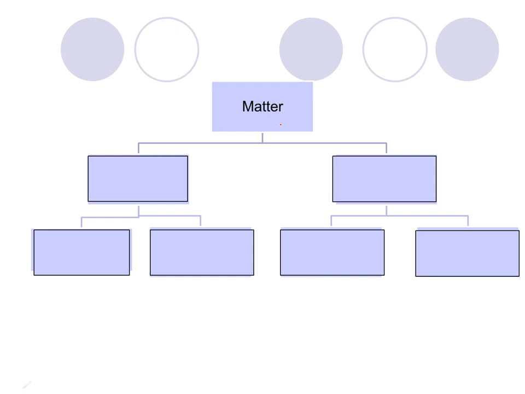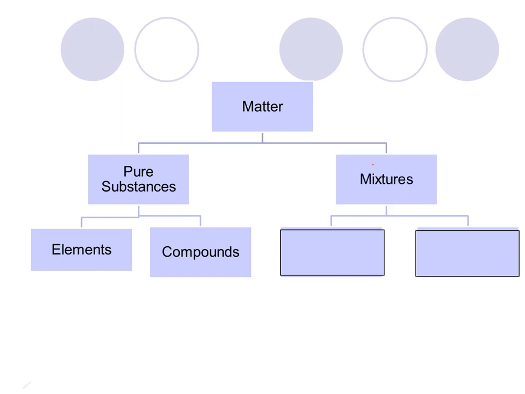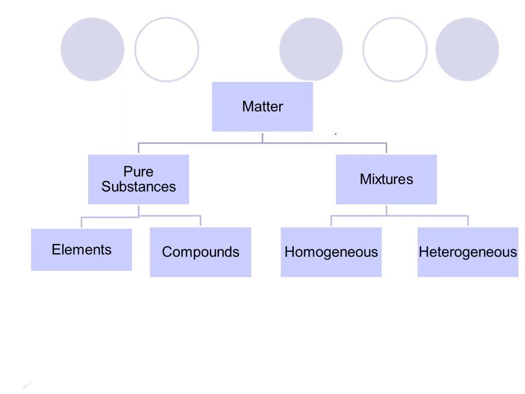So matter can be broken up into different categories. We tend to break it up into pure substances, of which we have elements, the things on the periodic table, and compounds, combinations of those elements. The other side of pure substances would be mixtures, and for mixtures we break it up into two categories. One we call homogeneous, the other one we call heterogeneous. So far we've been looking at pure substances. Now we're going to start looking at a particular type of mixture.